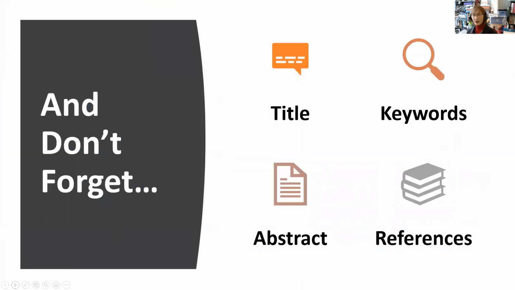Other aspects of a manuscript to not forget: the title. It seems like it's a small thing, and it is, but it's important to have the title reflect what the content is. Keywords, usually anywhere from 3 to 5. The abstract, the journal will tell you how large or small the abstract needs to be, and then the references that are at the end. There might also be an appendix or acknowledgments and a few other things at the end of the article.